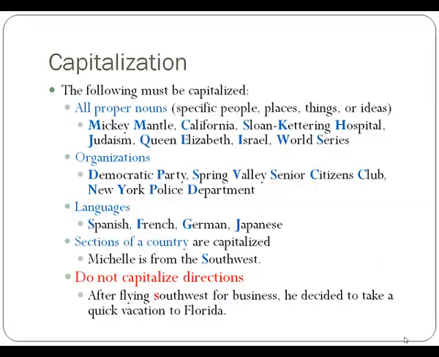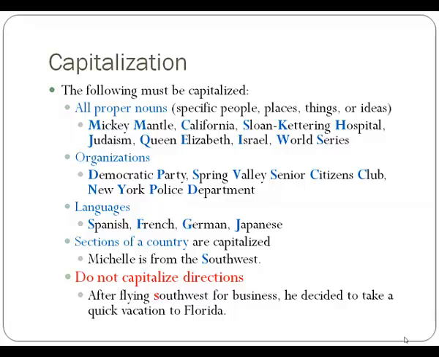The following must be capitalized. All proper nouns: specific people, places, things, or ideas. Mickey Mantle, California, Sloan Kettering Hospital, Judaism, which is an idea, Queen Elizabeth, Israel, World Series. Organizations: Democratic Party, Spring Valley Senior Citizens Club, New York Police Department. Languages: Spanish, French, German, Japanese.